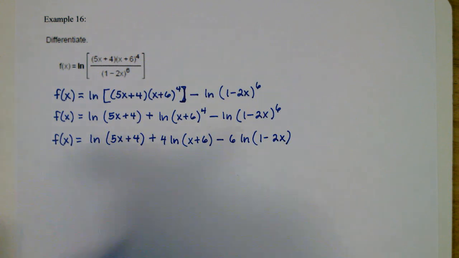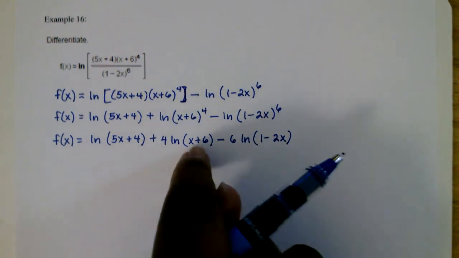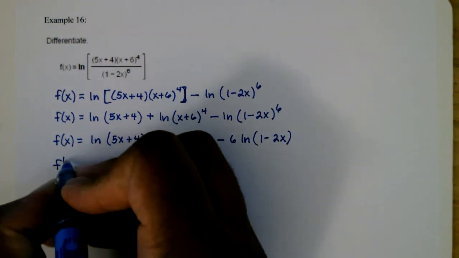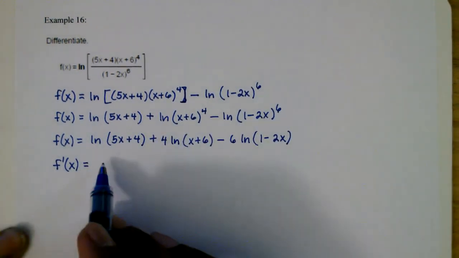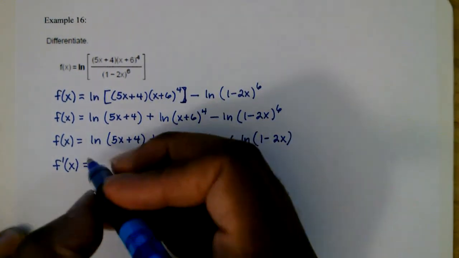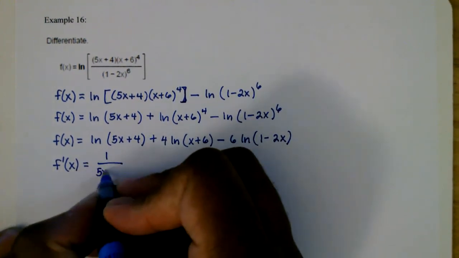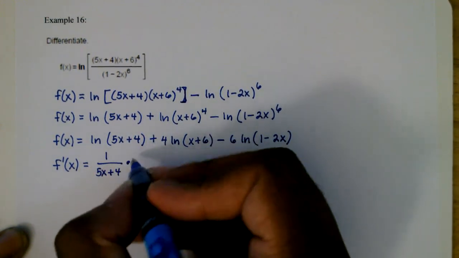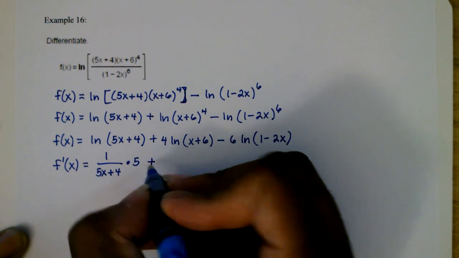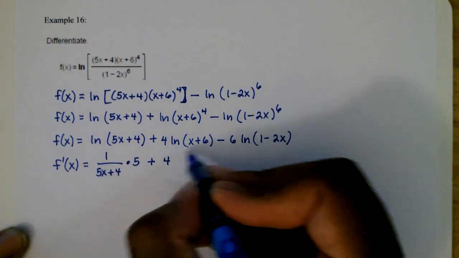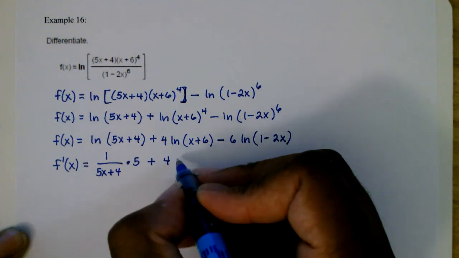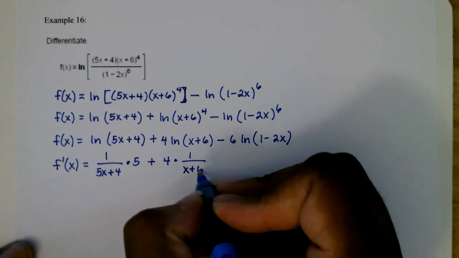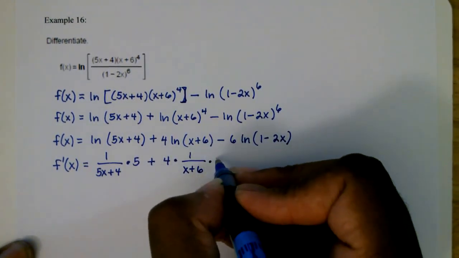Now I'm ready to take the derivative. That way I can take the derivative of each and every single term in f of x. So now let's find out what f prime of x is going to be. All right, the derivative of ln of 5x plus 4, that would be 1 over 5x plus 4 times the inside derivative. The derivative of 5x plus 4 would end up being 5, and then plus, bring the 4 down, take the derivative of ln of x plus 6. That would be 1 over x plus 6 times the derivative of x plus 6 will end up being 1.